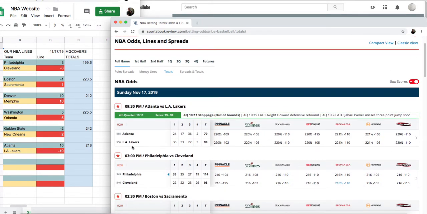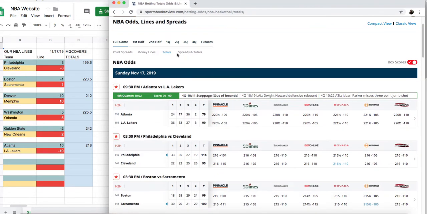We had the total at 218, and the actual total was 220.5. So that would have been a no play for us. So anyway, hope that makes a lot of sense. And again, the whole idea of having power rankings, I call them power rankings, but it's actually our lines for the games, is that you can compare our lines to the sportsbook line to see if that line is good, and what you're looking for is value. And I'm going to show you how to get access to that.